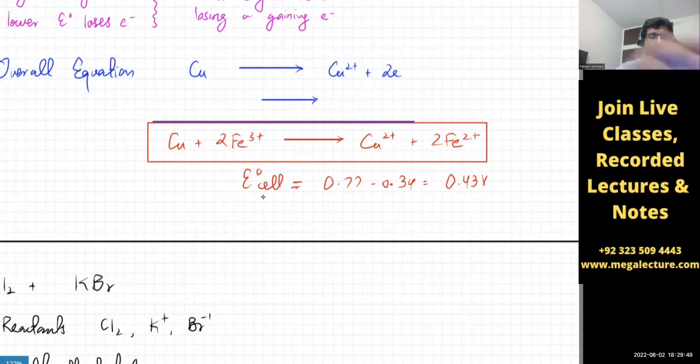So overall, you can see that copper, where did the 2Fe3 plus come from? 2Fe3 plus must be over here. Over here I see copper 2 plus, but I don't see any 2Fe2 plus, right? So 2Fe2 plus must be over here. But I also had plus 2 electrons. So why don't I have plus 2 electrons over here? There must be minus 2 electrons over here, right?